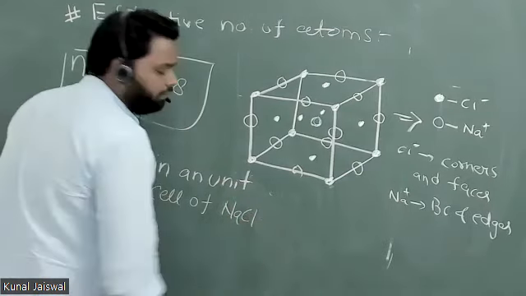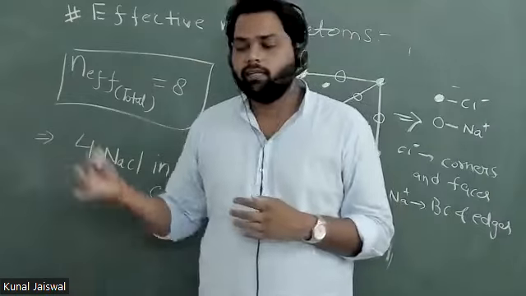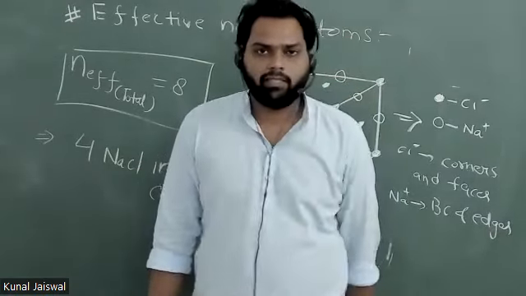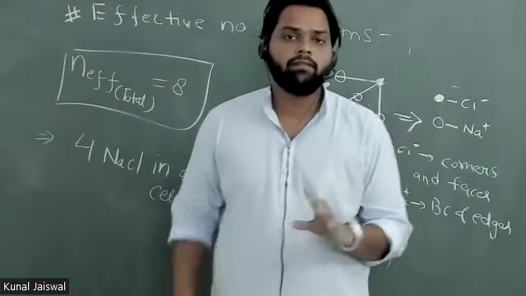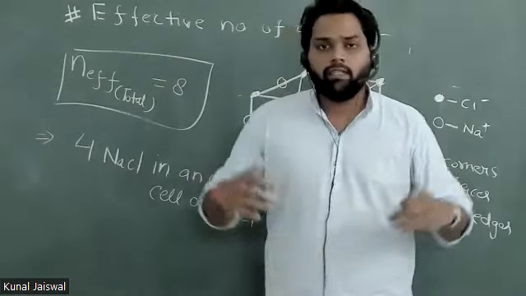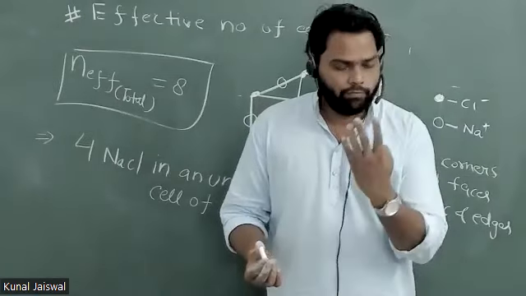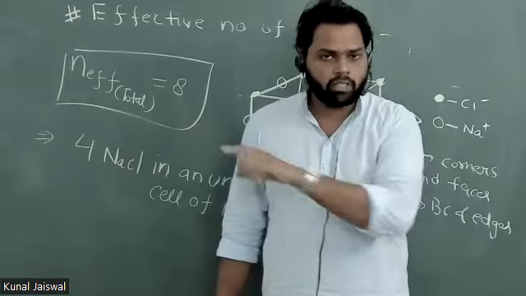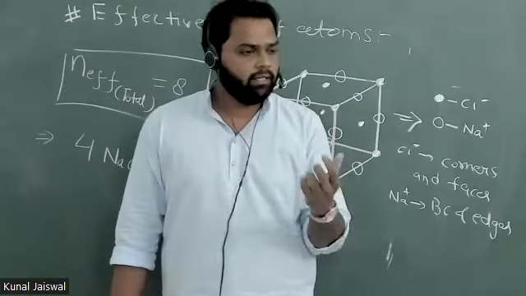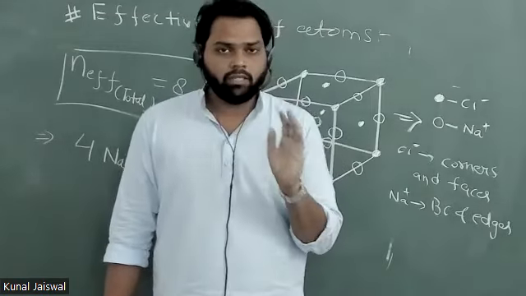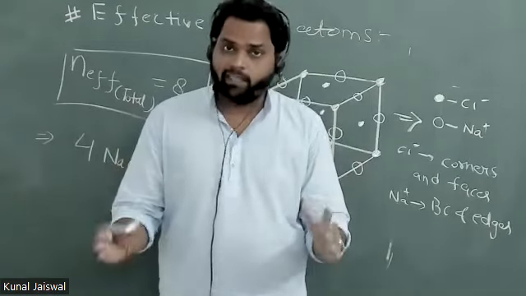See, in different exams, a similar question regarding the effective number of ions is asked in different ways. In some exams, they ask: what will be the effective number of Cl minus ions in a unit cell of NaCl? Answer is 4. What will be the effective number of Na plus ions in a unit cell? 4. What is the total effective number of ions in a unit cell? 8. And what will be the total number of NaCl molecules in a unit cell? 4. All students, write down all 4 lines in your notebook completely. Then I will proceed further. This is most important. Any question can be asked on these 4 statements. Don't get confused. 4 Na plus, 4 Cl minus, 4 NaCl and total 8. Okay?